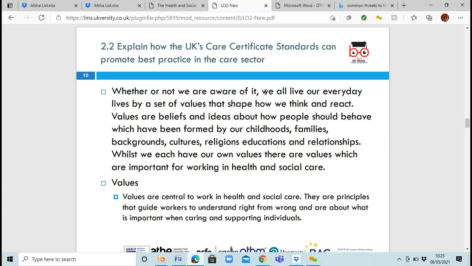Now, these values are beliefs and ideas about how people should behave, and they've been formed, like I said, from our cultures, our childhoods, our families, our backgrounds, our religious educations, and even our relationships. So values are a very big part of what makes you, you. So when we come to values within health and social care, values are central to care. And now some principles have actually already been set that guide workers to understand right from wrong, and also to help you when you're caring and supporting people.